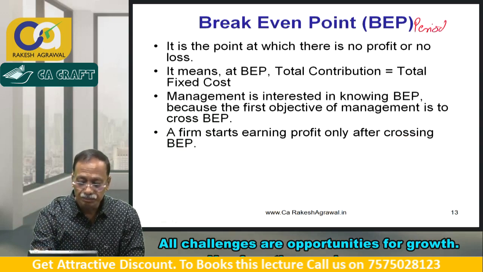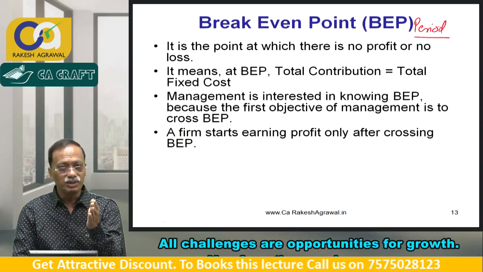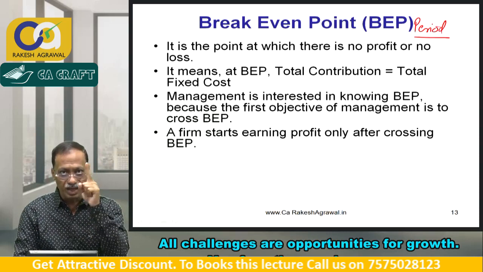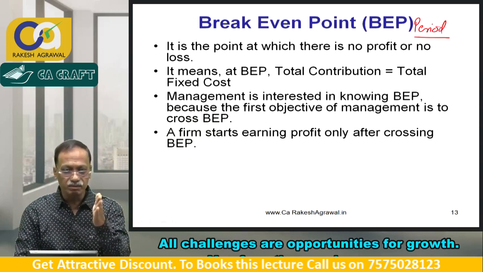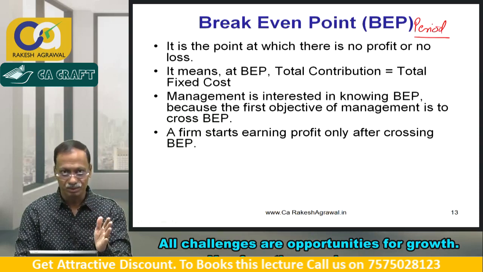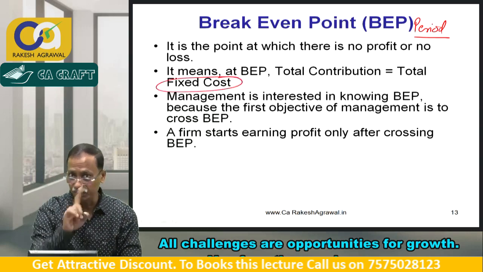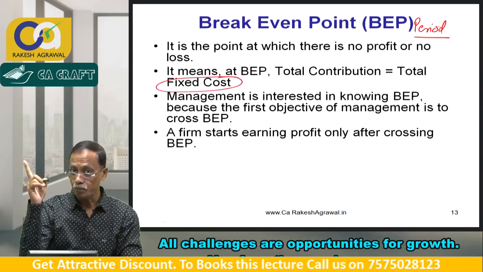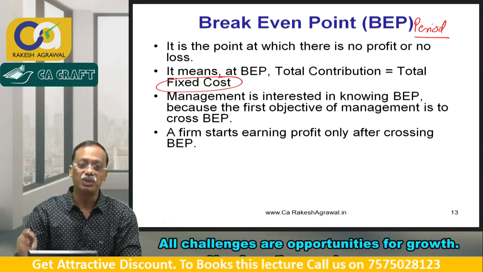It means if the fixed cost given in the question is for 1 month, then your answer of BEP will be for 1 month. If fixed cost is given for a quarter, your BEP will be for 1 quarter. Right? Because in 1 quarter you have to recover that much fixed cost. Fixed cost is related to period. So BEP also relates to that period for which fixed cost is given.